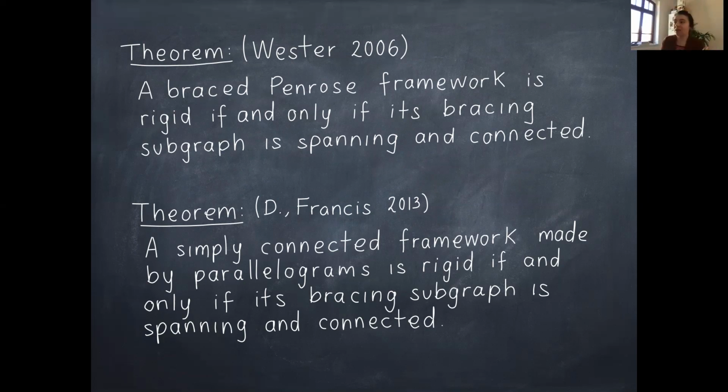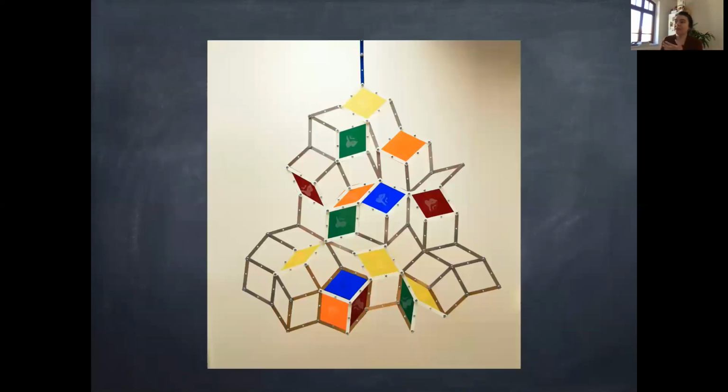Okay, so let me clarify this point. So Wester is telling us this kind of framework is rigid if you follow the graph argument. So here, what you're seeing is a picture of an actual physical model of a Penrose framework where we plated this structure, and it actually holds rigid if you just hold it from the top. And here you have two types of rhombi, skinny and fat, and this framework is rigid.